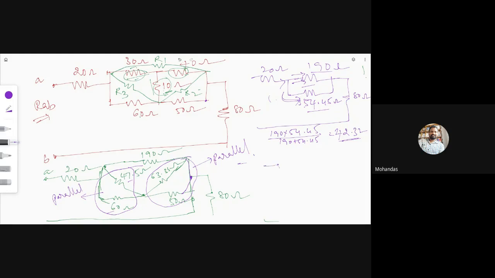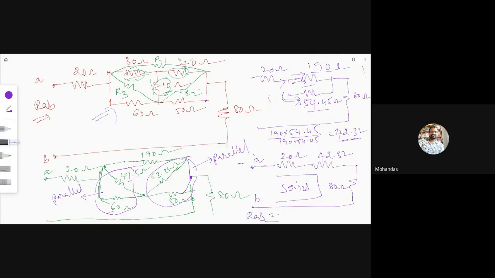Then the total circuit will be, this is 20 ohm, 42.32, this is 80 ohm. సో ఫైనల్గా ఈ టోటల్ కాంప్లెక్స్ సర్క్యూట్ని మనము సింపుల్ సర్క్యూట్గా రిడక్షన్ చేసాము. నౌ వీ కెన్ సే ఆల్ దీస్ రెసిస్టర్స్ ఆర్ కనెక్టెడ్ ఇన్ సిరీస్. అన్ని యాడ్ చేయండి. 20 plus 42.32 plus 80.